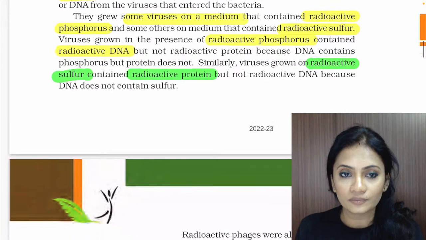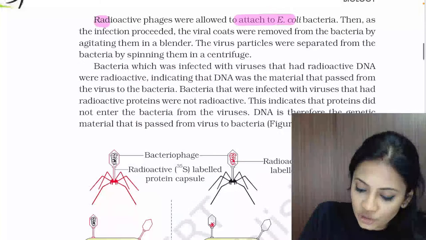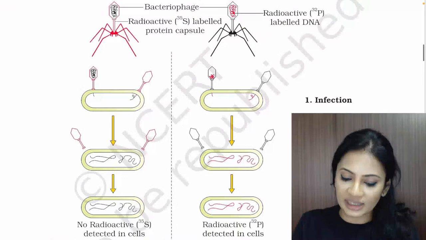Clear? Now, then we see here that radioactive phages were attached to E. coli. All of these were attached to E. coli and infection happened. What did we see in the infection?